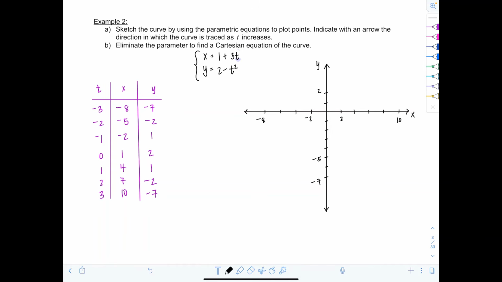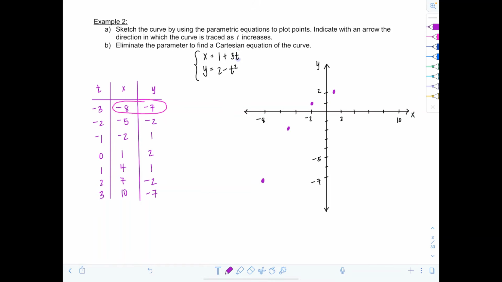Here we go. I'm not going to list the points out. Hopefully at this phase in your math career, you know this is -8, -7. Let's plot it, people. So -8, -7 right here. Then we've got -5, -2. So that'll be about here. Remember, I'm scaling my axes differently. -2, +1. Then I have 1, 2.